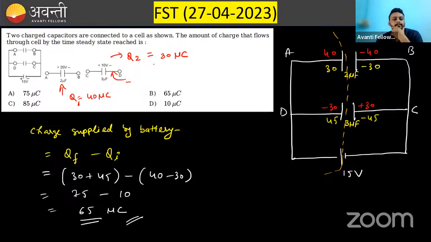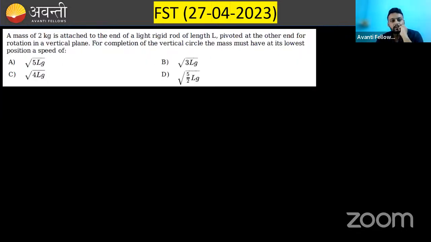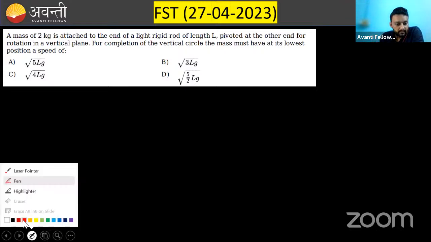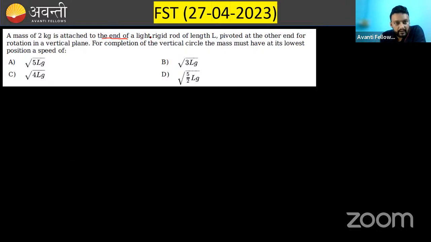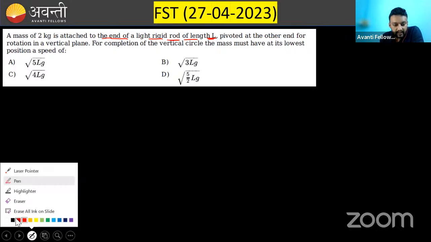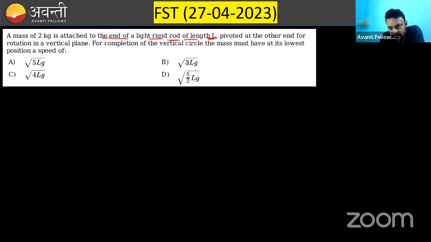Moving further to the next question. This was a good question. Now, a mass of 2 kg is attached to the end of a light, mark my word, light rigid rod of length L. Mark the word rod. Pivoted at the other end for rotation in a vertical plane. That means after reading the question, you can get that there is going to be vertical circular motion.